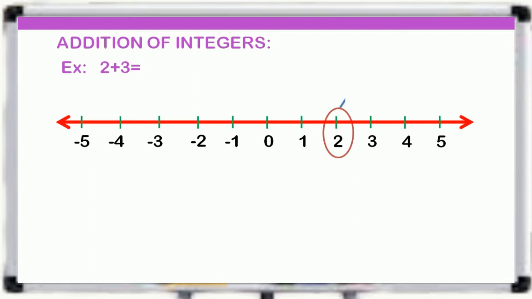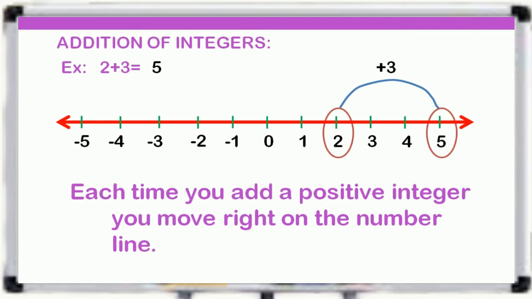So when we add a positive integer to any integer, we have to move right side on the number line. So here we have to move 3 steps to the right side. So that means 2 plus 3 is equal to 5. Every time you add a positive integer, you move right on the number line.